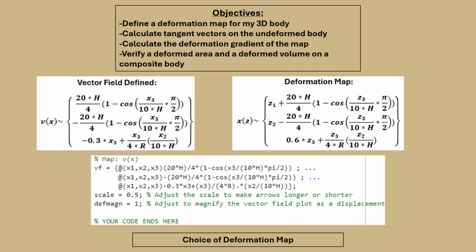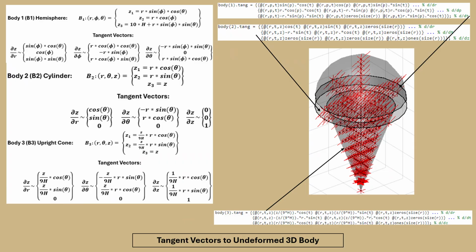So here is my vector field, as well as my deformation map, and then my vector field that is defined in MATLAB. This is just a quick overview from the last project. We have my hemisphere, cylinder, and upright cone, and I'm finding the tangent vectors of each of those bodies, and then on the right-hand side are those tangent vectors from my MATLAB code.